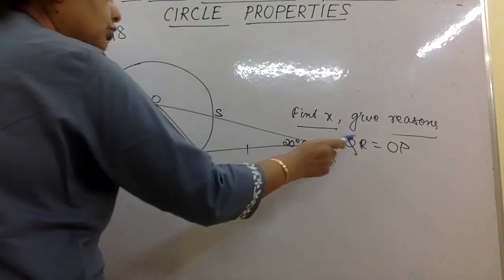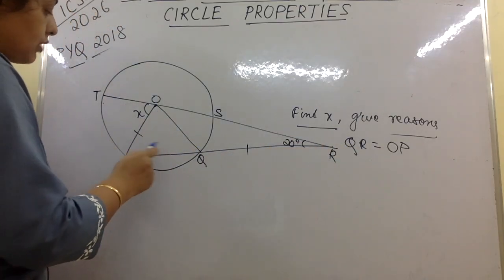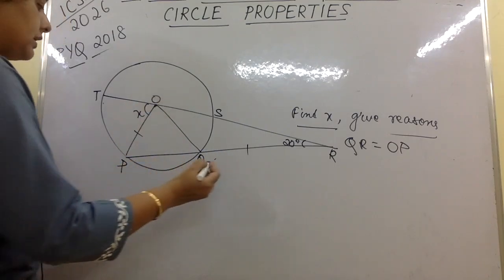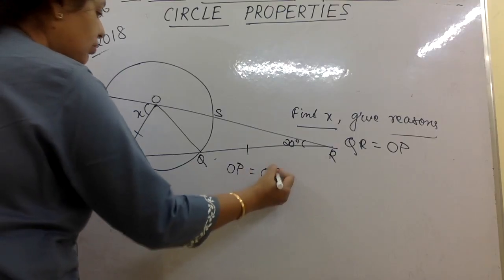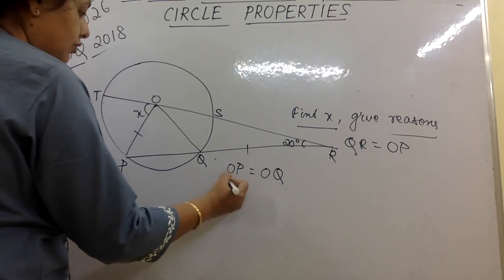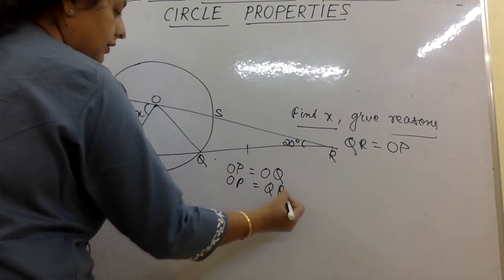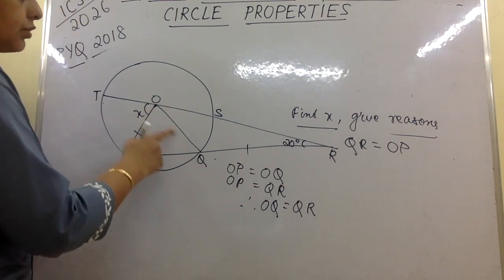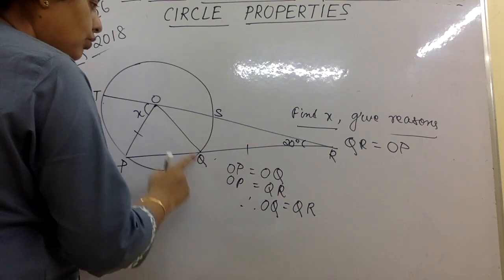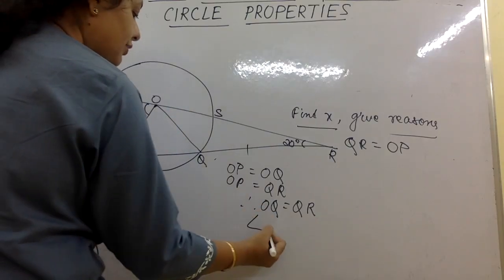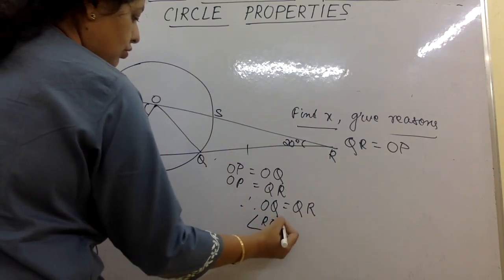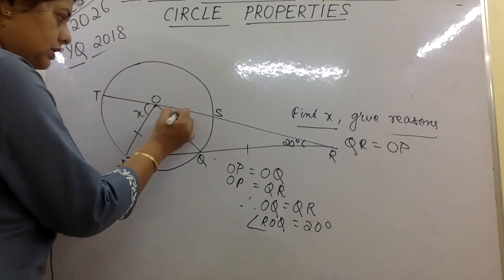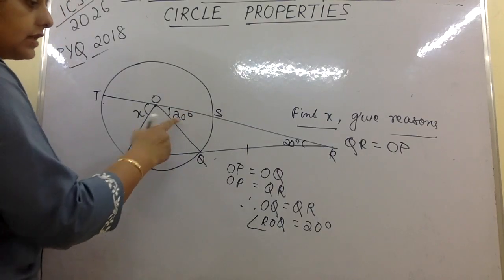What is given to us is QR is equal to OP. QR is here and OP is here. These two are equal. But we also know another thing: OP is equal to OQ. And OP is equal to QR. Therefore, OQ is equal to QR. So, triangle OQR becomes an isosceles triangle. Therefore, angle ROQ is 20 degrees. They didn't ask for this angle, we just got it, so it's just 20 degrees.